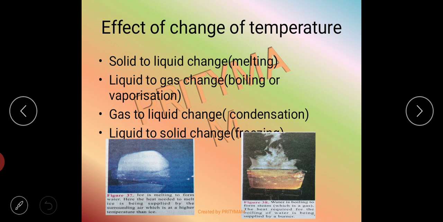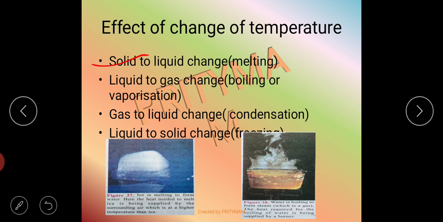By increasing the temperature, means by heating, a solid can be converted into liquid, and a liquid can be converted into gaseous form or the vapor form. And by decreasing the temperature, means by cooling, a gas can be converted into liquid state and a liquid can be converted into solid state. So we are going to discuss all these points in detail now.